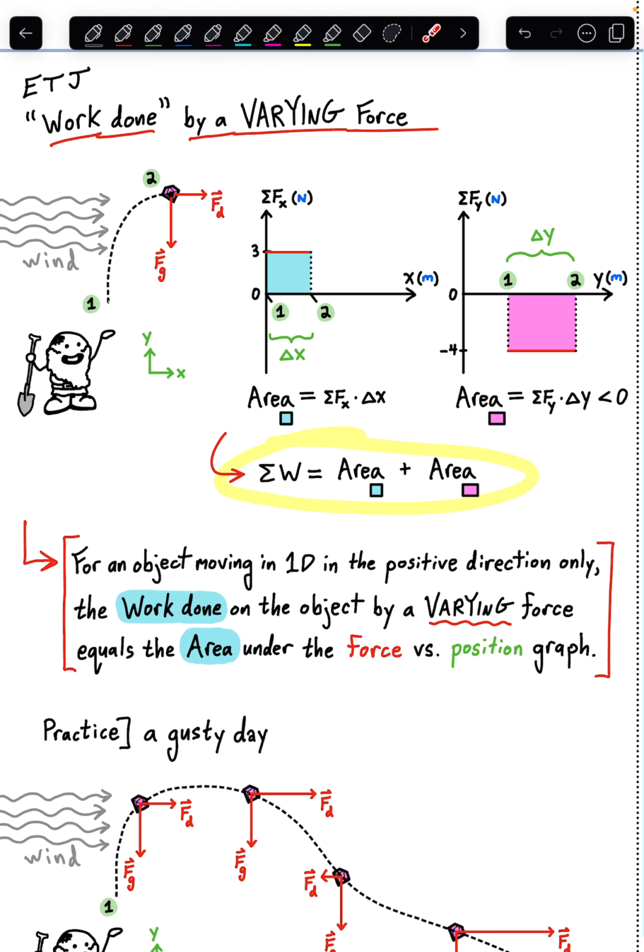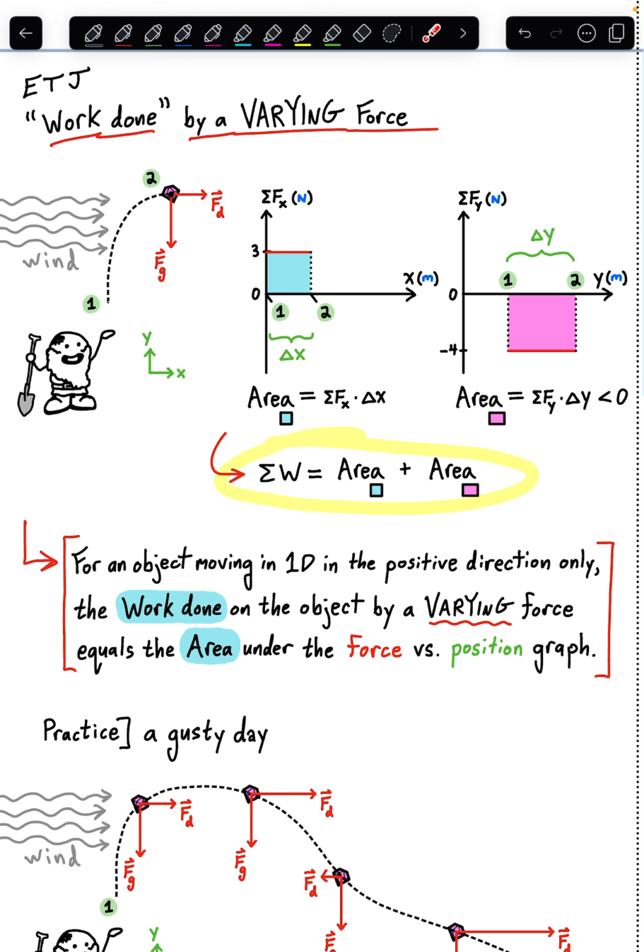Likewise, in the y direction, if we graph the net force in the y direction as a function of the y coordinate of the gem, with a negative 4 Newton force of gravity as the gem moves from 1 to 2, the gem has a delta y equal to that value. So the delta y would be y final minus y initial. This delta y times the net force y would give us the area of this magenta colored rectangle: net force y times delta y. And we're accustomed to the idea that an area underneath the zero axis like this counts as negative. So the area of that rectangle would be a negative value.